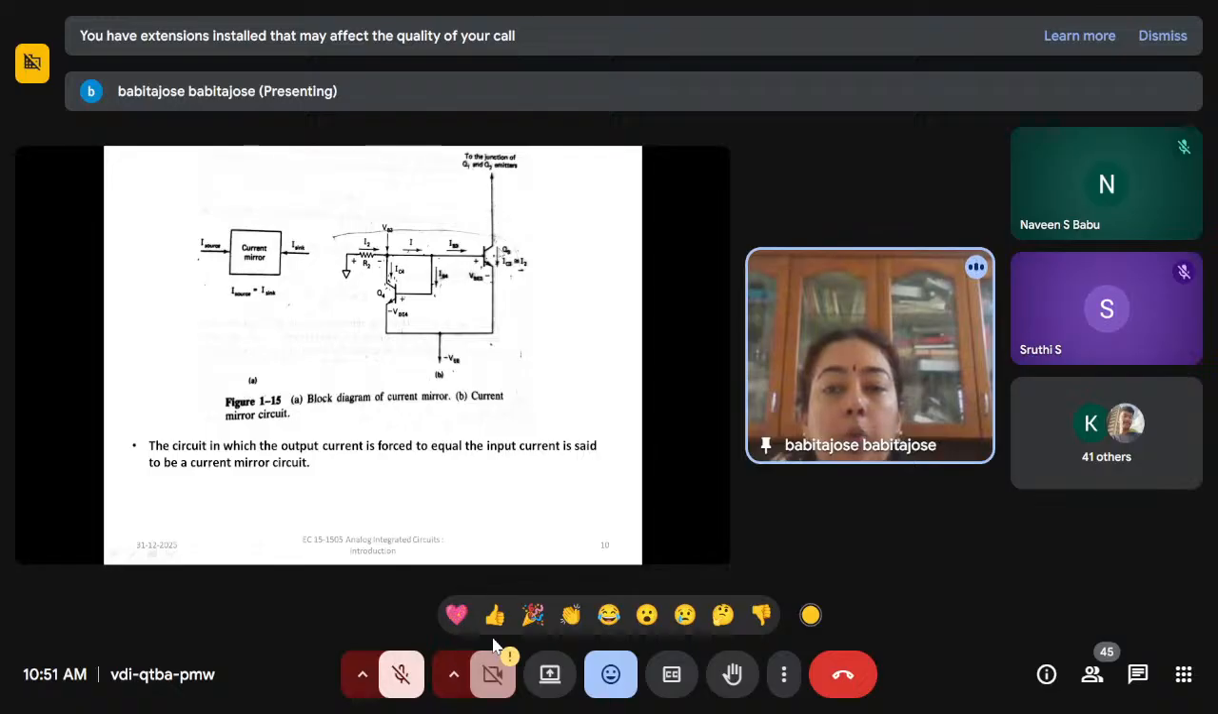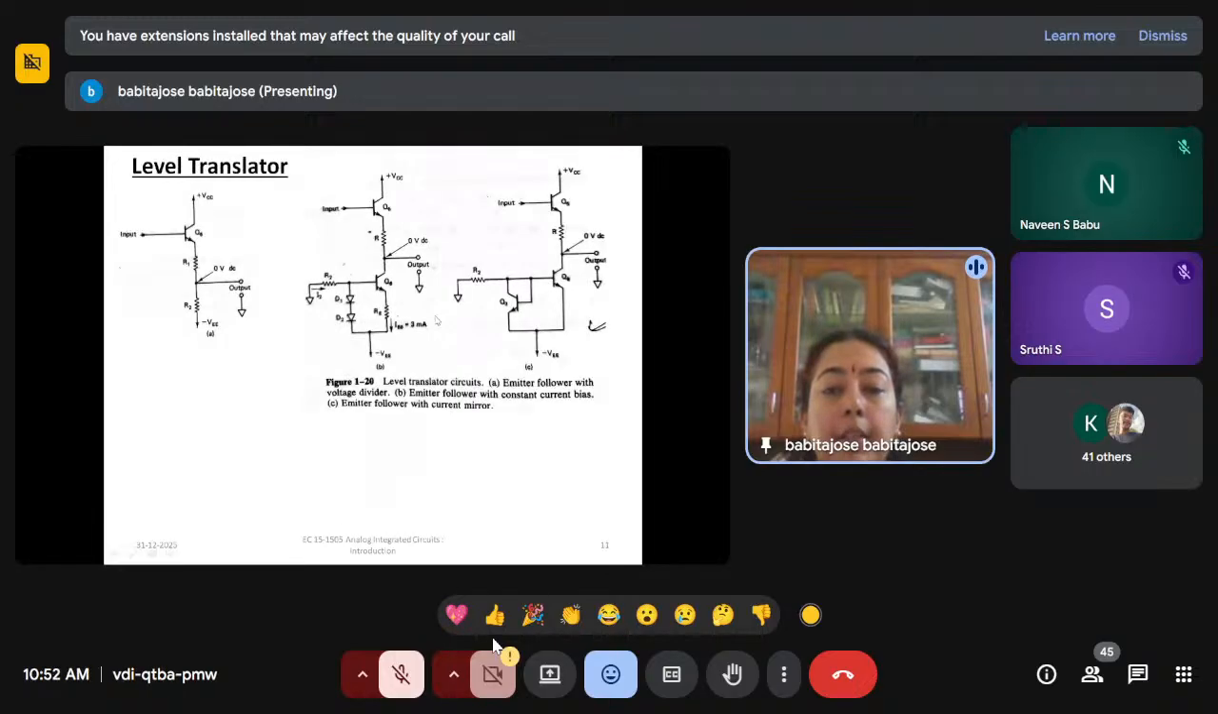This output current is forced to be equal to the input current I2. So it is a special case of constant current bias. Our aim is to make the DC emitter current constant. So this is another option, using a current mirror, because it provides a constant current bias. And it can be used to set up a constant emitter current in the differential amplifier stages.